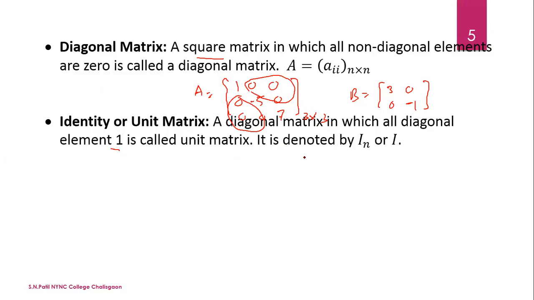For example, which is denoted by I, that is 1, 0, 0, 1. This is the identity matrix of order 2 by 2. Similarly, 1, 0, 0, 0, 1, 0, 0, 0, 1. This is the identity matrix of order 3 by 3.